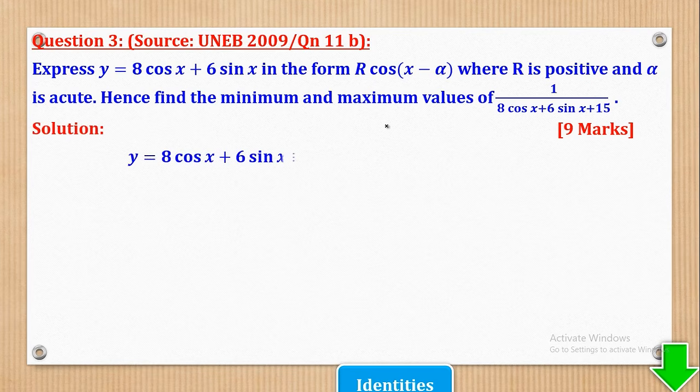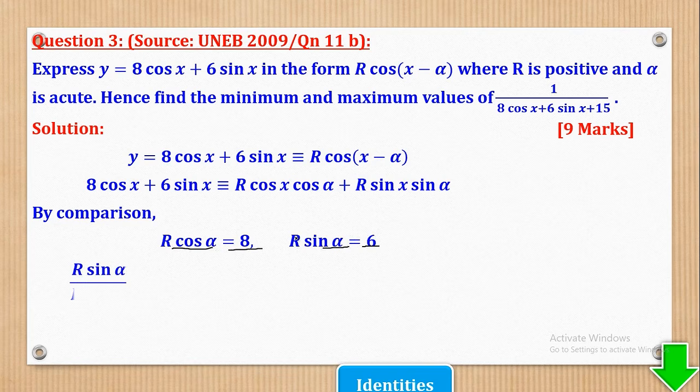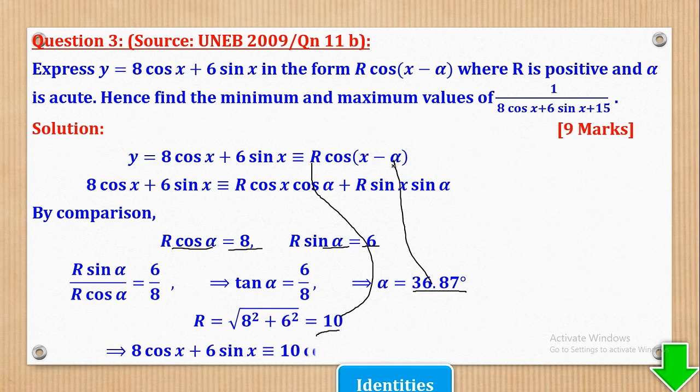So still we go through the same procedure for our formula. So first expand to come up with that. Therefore, by comparison, r cos alpha is 8, r sin alpha is 6. When I divide the two, I'll come up with alpha being equal to 36.87. And when I use Pythagoras theorem, r will be equal to 10. So when I substitute for this r and for this alpha, I'll come up with that expression which is equal to 10 cos in brackets x minus 36.87.